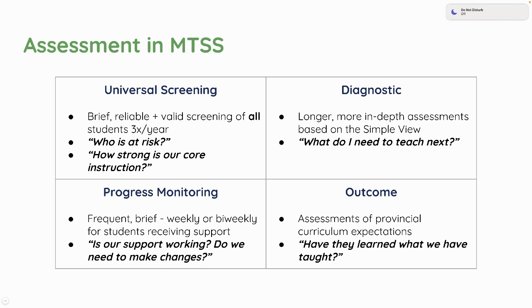With such a core focus on using data for decision-making in an MTSS, it's important to consider the type of assessment data we would need. If you're interested in learning more about assessment, we do have a separate assessment video, but the highlight is that primarily in an MTSS, universal screening data allows us to quickly and effectively judge which students are at risk and which systems are at risk.